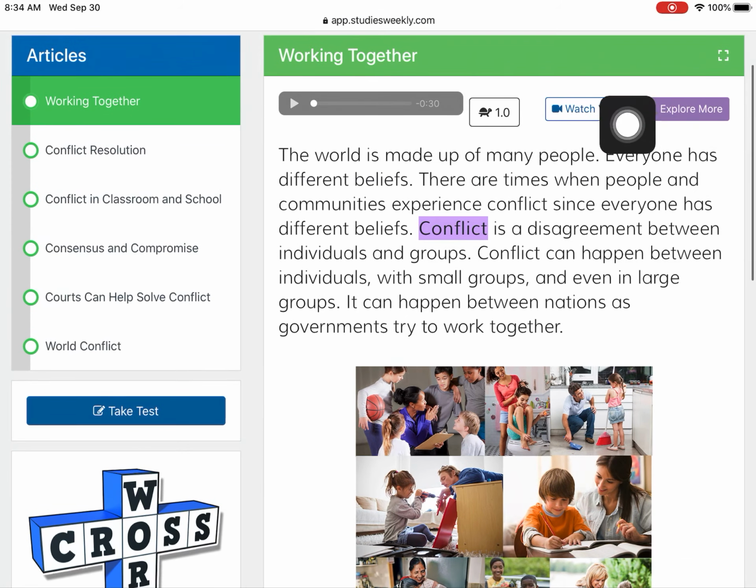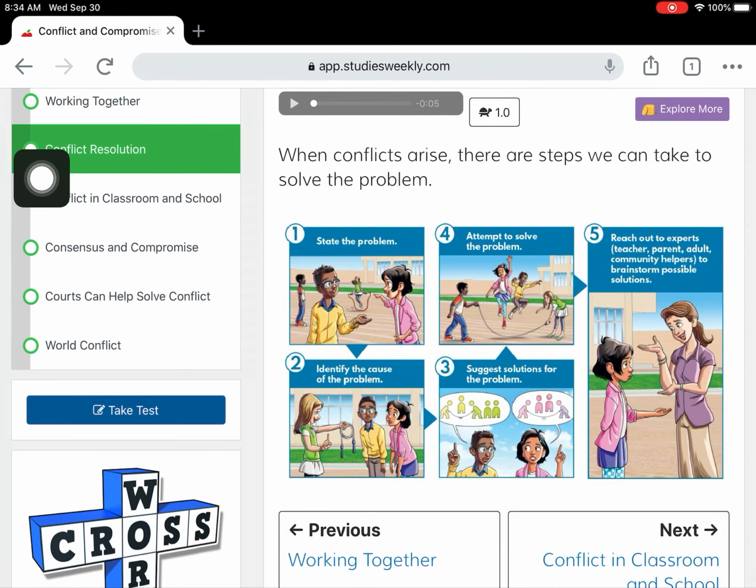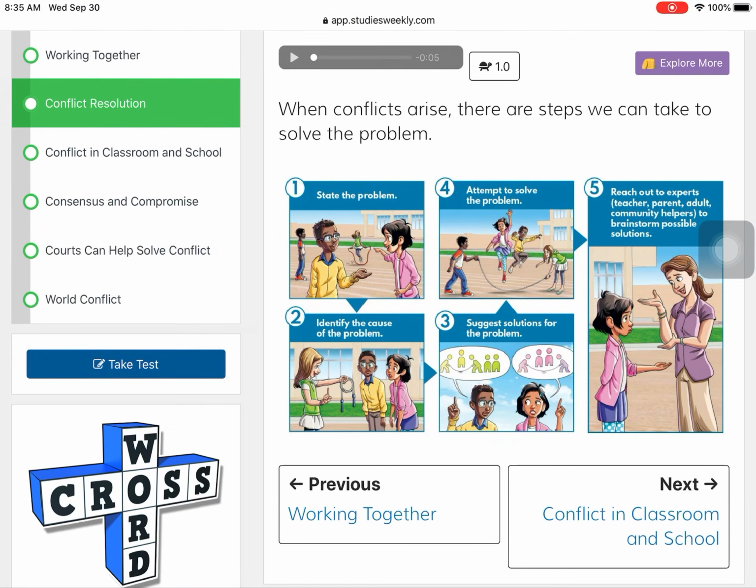So, Thursday again, we read this. We're going to move on to conflict resolution today. So when conflict arises, there are steps we can take to solve these problems. Because in life, we know that there's going to be times where we disagree with somebody.